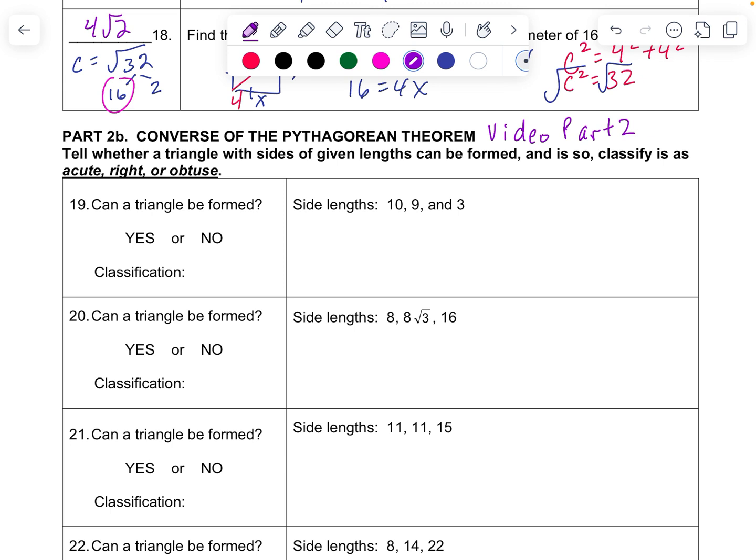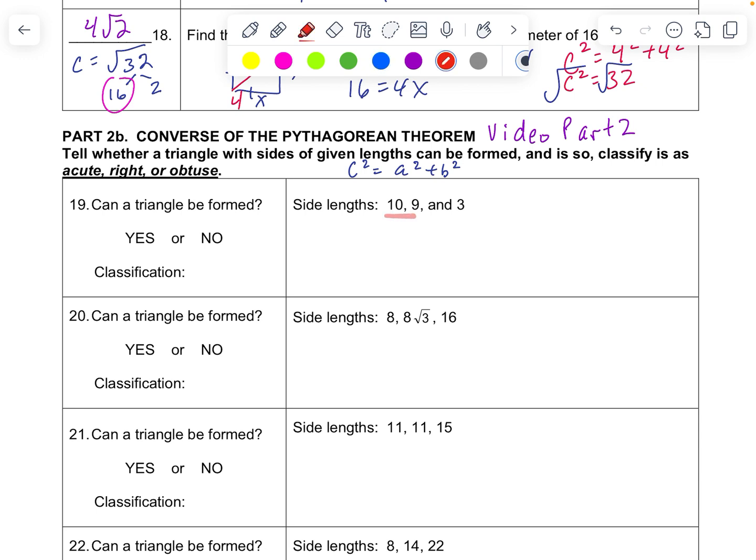Okay, this is part 2 of the video for the review of our Unit 9 right triangles. We're going to talk about the converse of the Pythagorean theorem. So if you remember, the Pythagorean theorem is c squared equals a squared plus b squared. We're going to talk about some other things as well. So we're going to look at the lengths of 3 sides of a triangle.